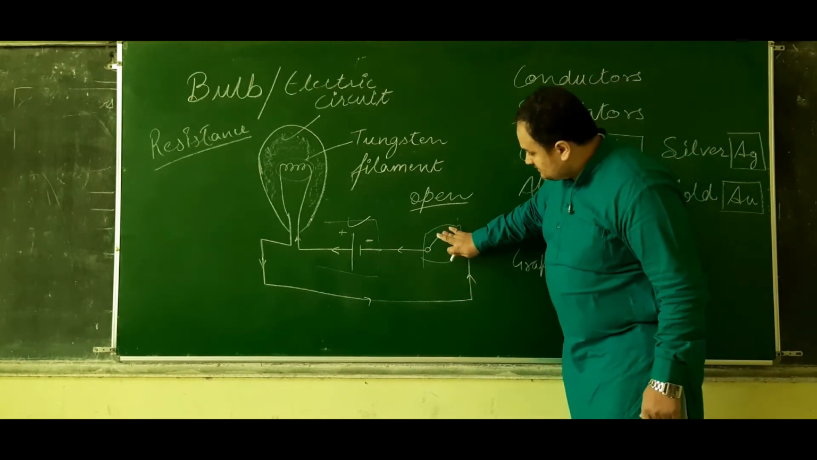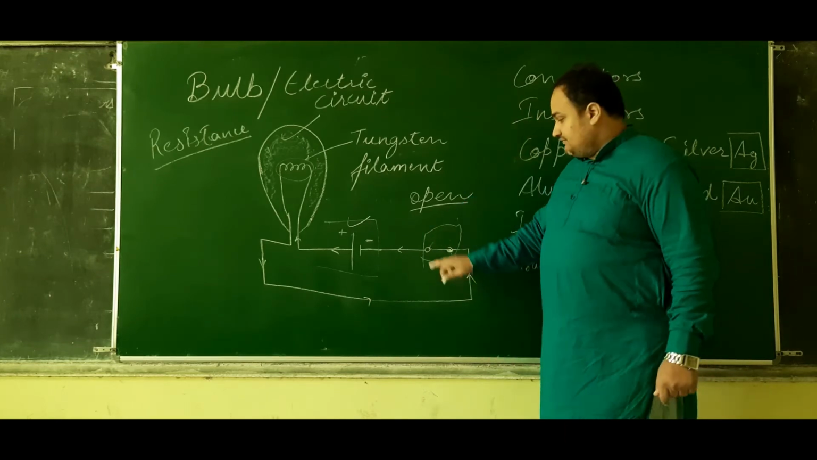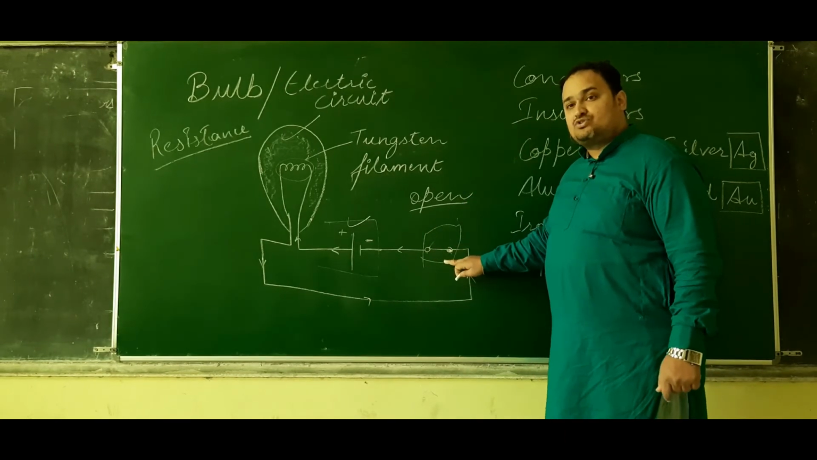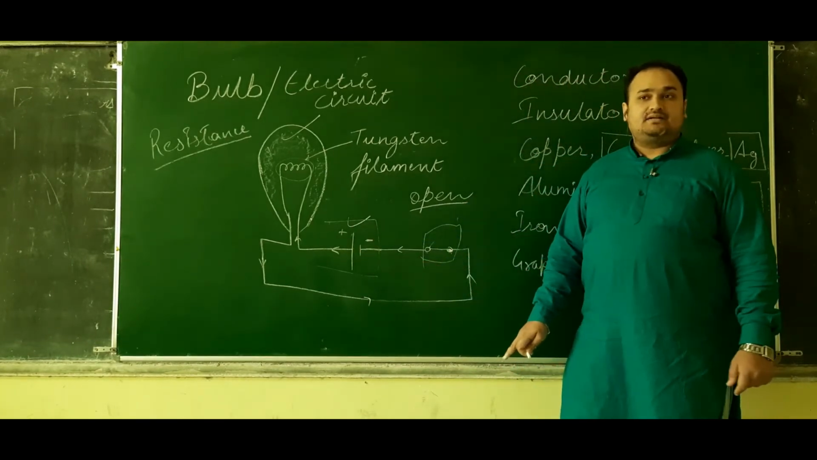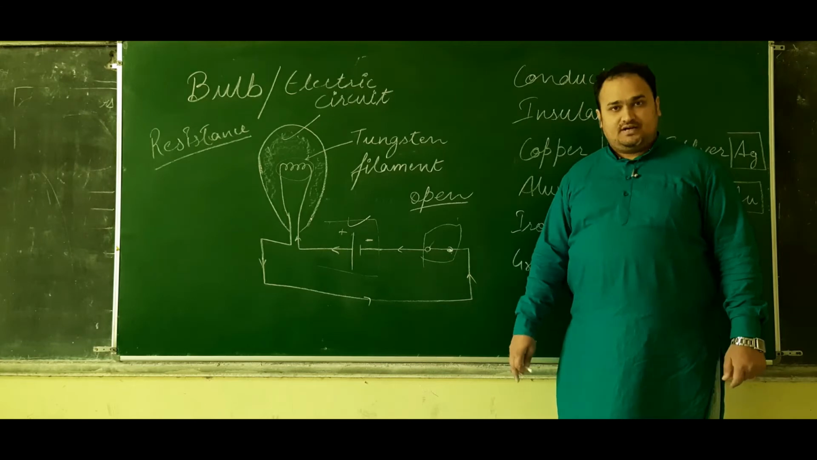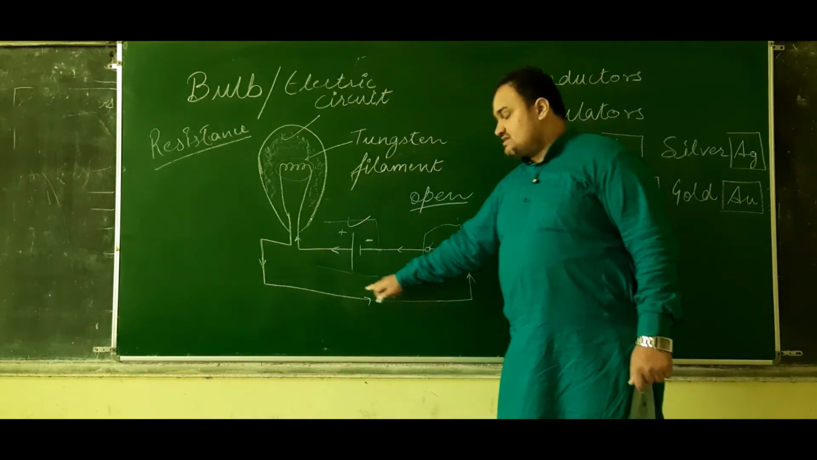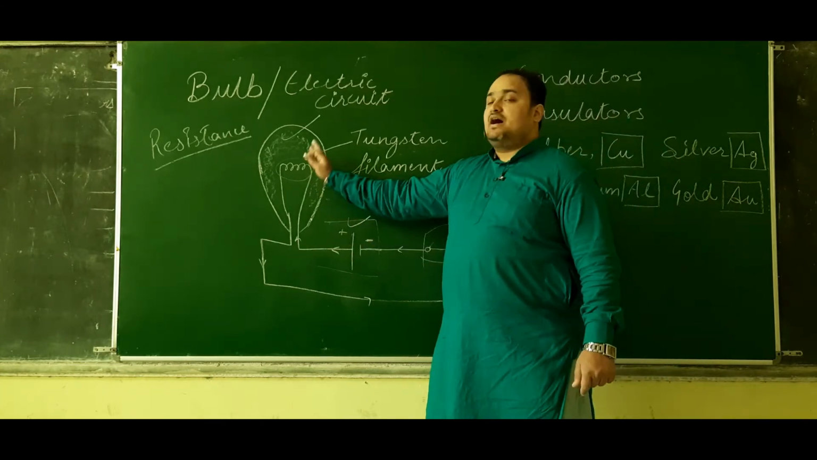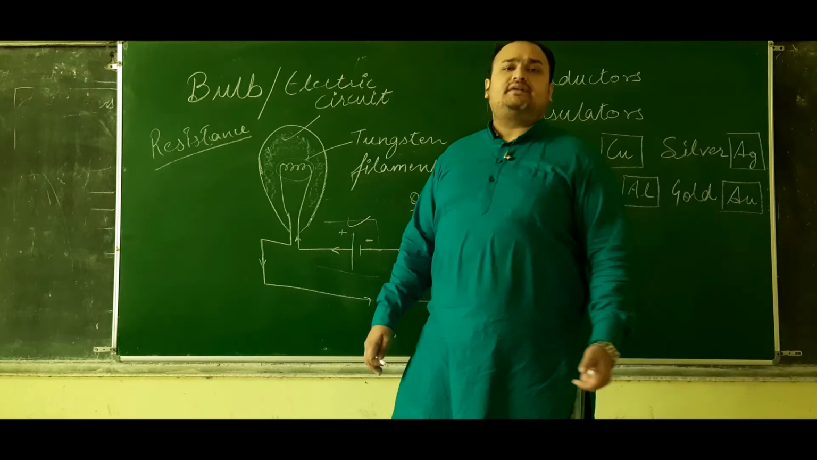When we will close it, now it is a closed switch. Closed switch means now the circuit is complete. Understood? Now, when the circuit is complete, current will start moving, electricity will start moving, and hence our bulb will start glowing. Okay, and this is the simple experiment which you have already tested.